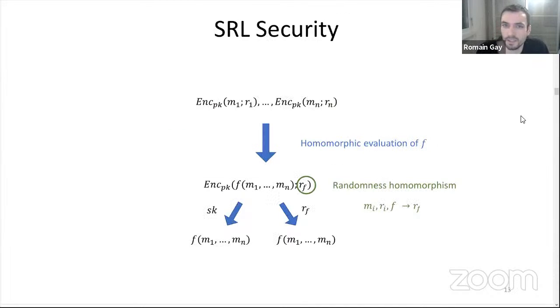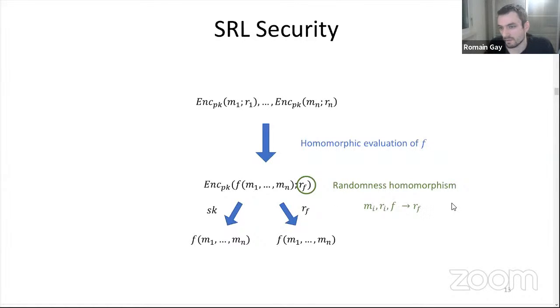So now let me explain what I mean by SRL security, shielded randomness leakage. You have an FHE, you have a bunch of encryptions of bits, M1 up to Mn. You can homomorphically evaluate a function on it. You get an evaluated ciphertext, which encrypts the function f evaluated on the messages. When you do this, you will also act on the randomness. So this will be an encryption under some randomness R sub f.